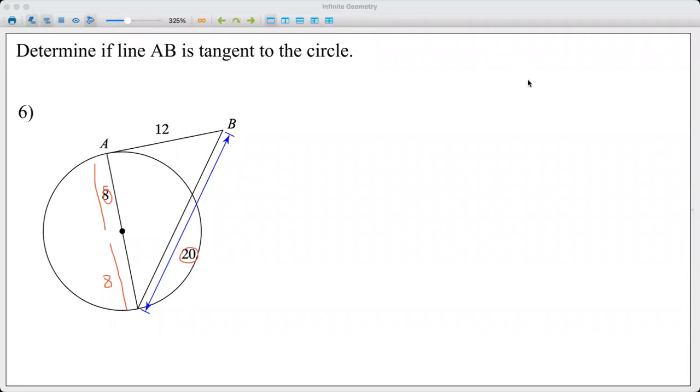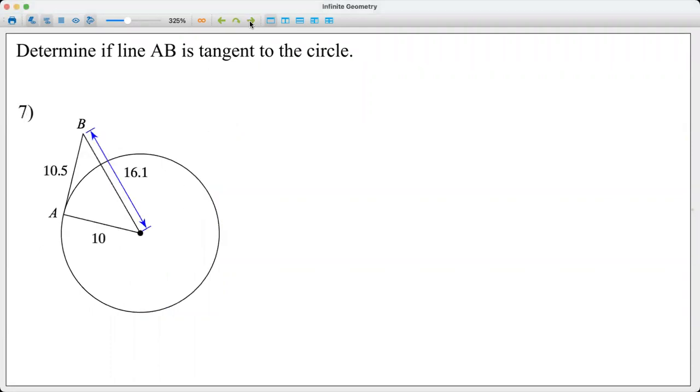And then lastly, I'll just say this. If 8 was right here at the center, right next to this little dot, then they are in fact telling you that the diameter is 8. But since the 8 is off to the side there, that's how I know it's a radius and not a diameter. So that one can be a little bit tricky simply because of the way the question is written. But hopefully that made sense. This is still the same thing, the Pythagorean theorem, to determine whether or not AB is tangent. Same thing here, nothing tricky. And once again, that 16.1 is all the way from the center of the circle to B.